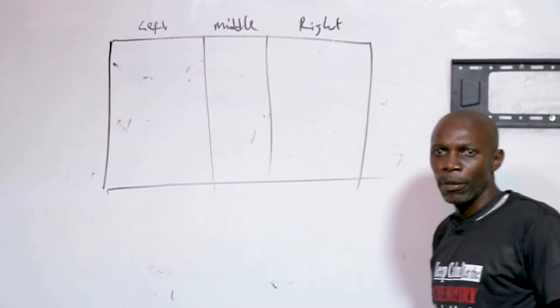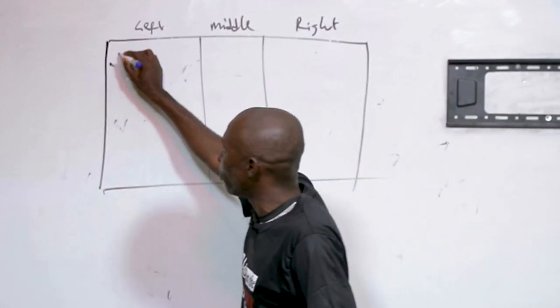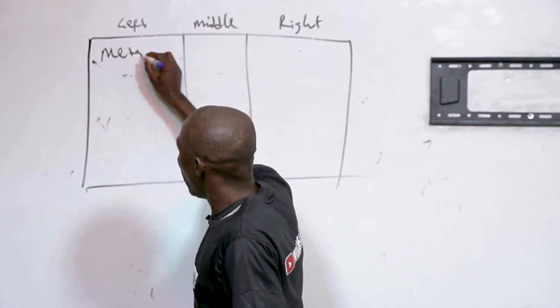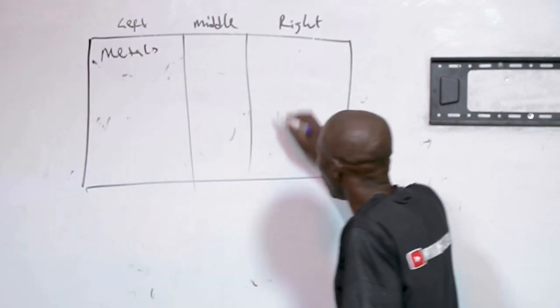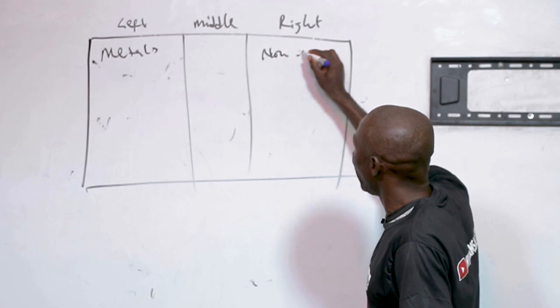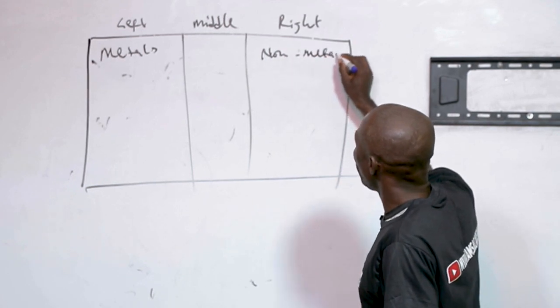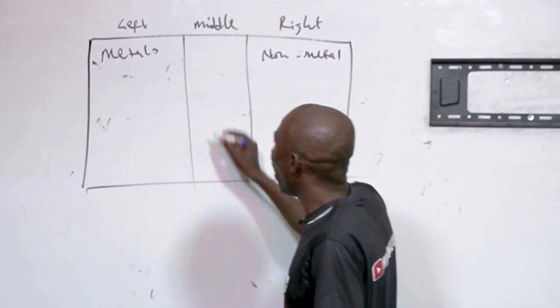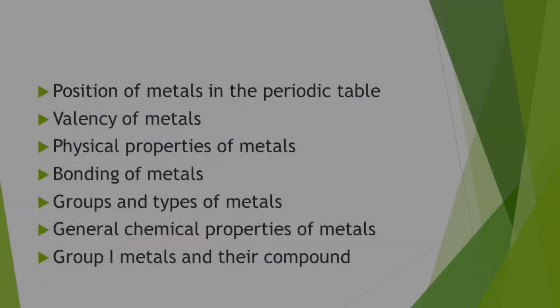On the left side of the periodic table, you are going to have what? Metals. On the right side of the periodic table, you are going to have what? Non-metals. Between the metals and the non-metals, you are going to have what we call metalloids.